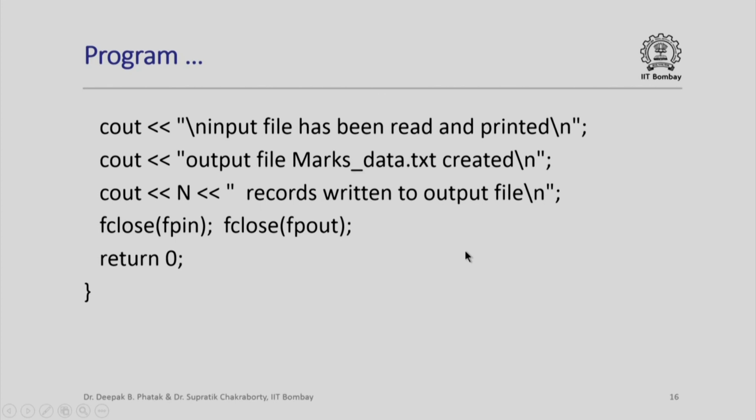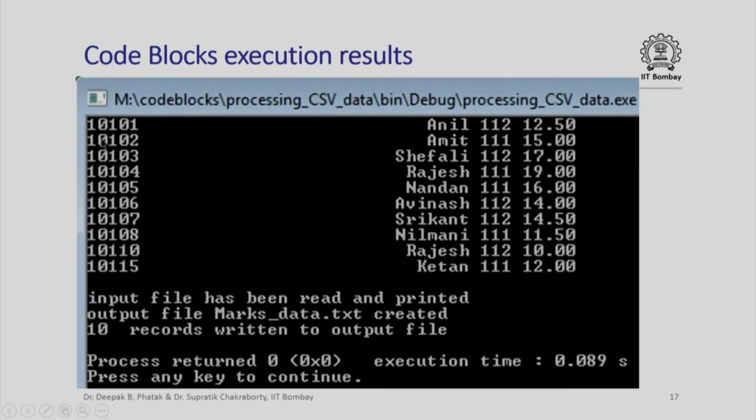Let us see what happens when this program is executed. I got this roll number, I got this name, batch, marks, but wait, this name was Anil Shah, this name was Shefali Pandya for example, this name was Nilmani Rao. What has happened to the second name? Well, you will recall that when we read the name from a string into another string using scanf, it stopped after the first blank, and that is why the second part of the name has not come. However, the file has been correctly read.